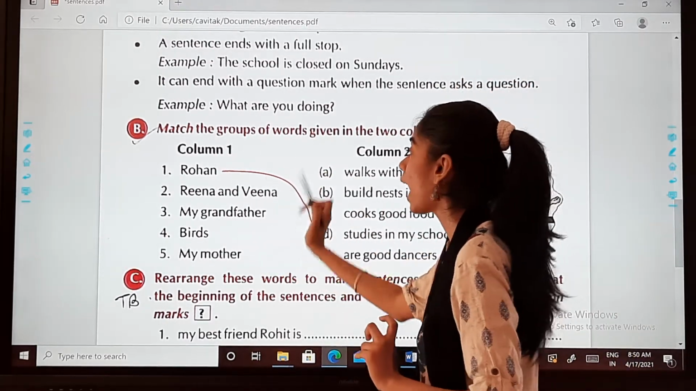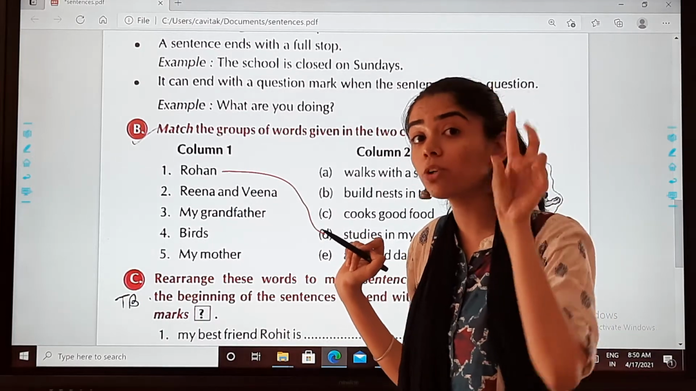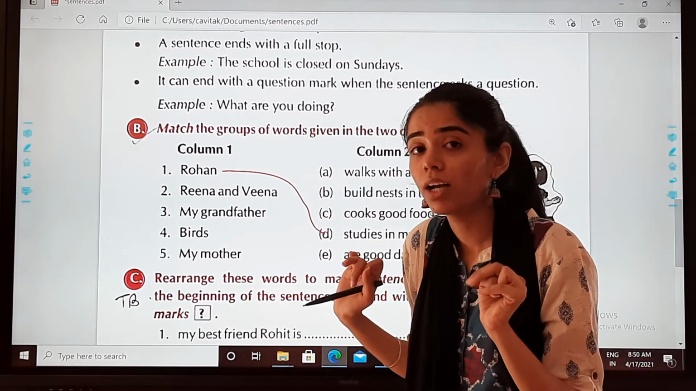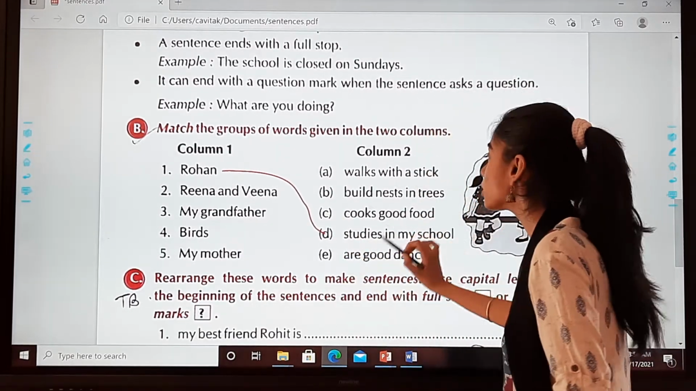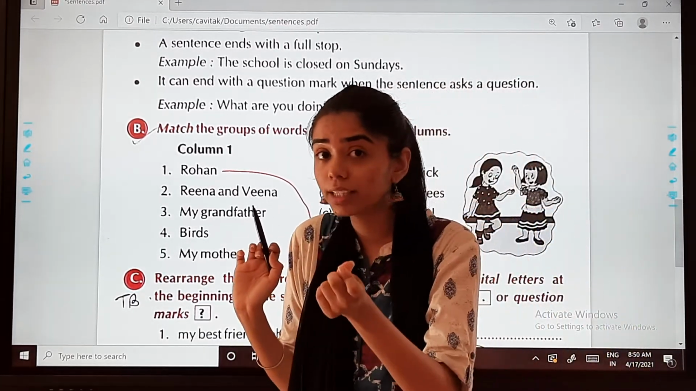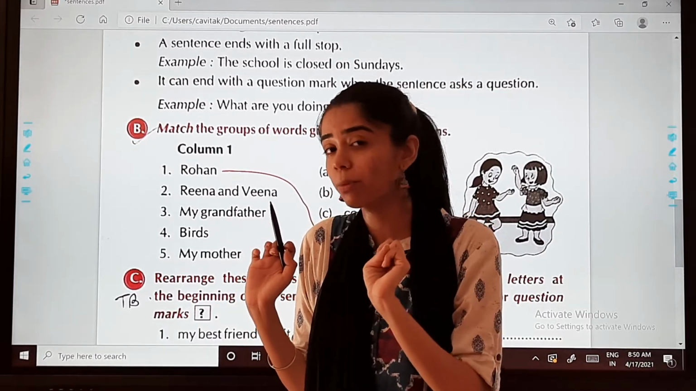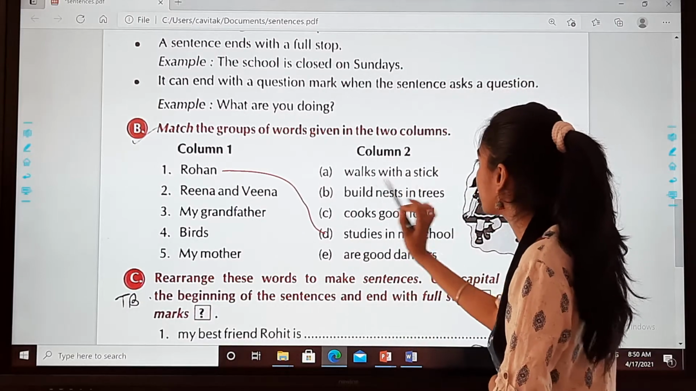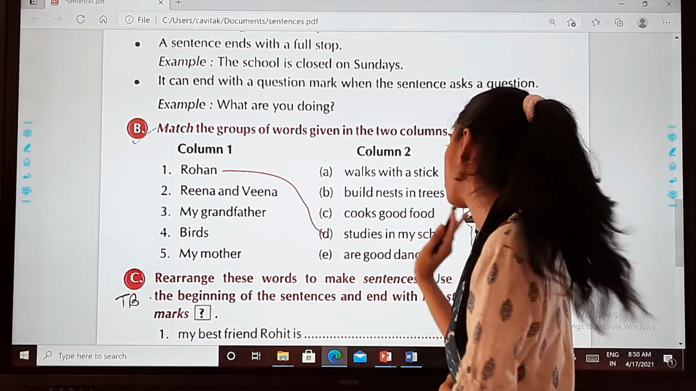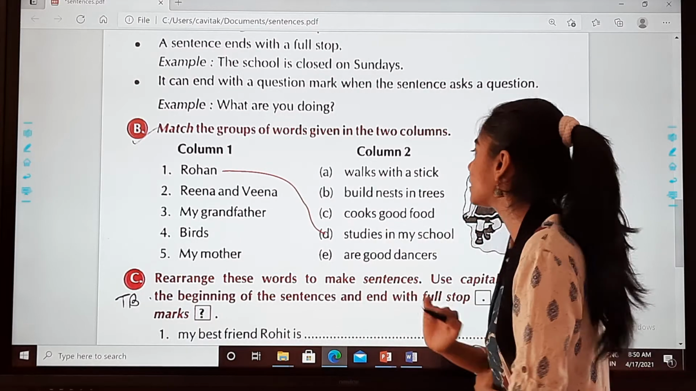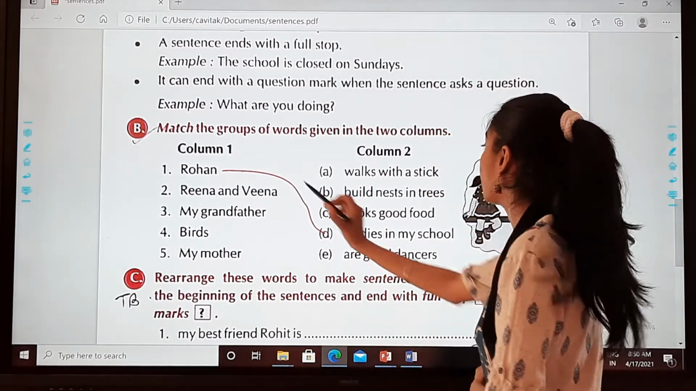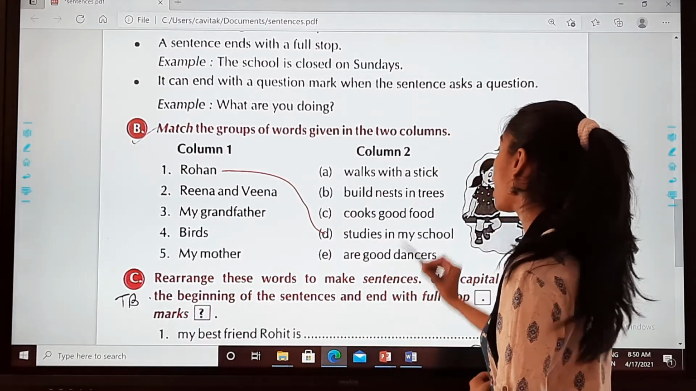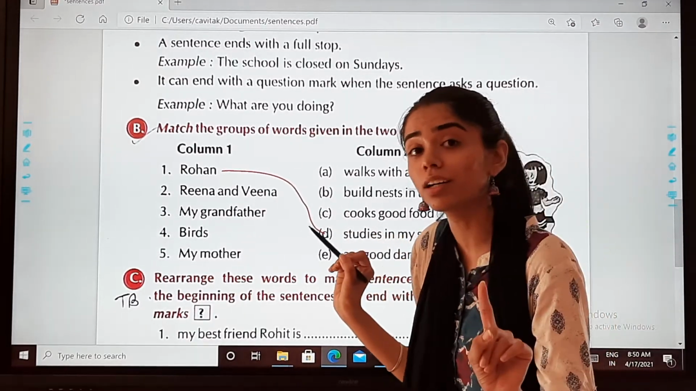Okay? Reena and Veena. Now they are talking about 2 people, 2 girls, that is Reena and Veena. So हमें देखना है कि इन options में से ऐसा कोई sentence हो जो 2 लोगों के बारे में बात कर रहा हो. That is, it should be in a plural form. Reena and Veena walks with a stick. No. Reena and Veena builds nest in trees. Reena and Veena cooks good food. Reena and Veena are good dancers.